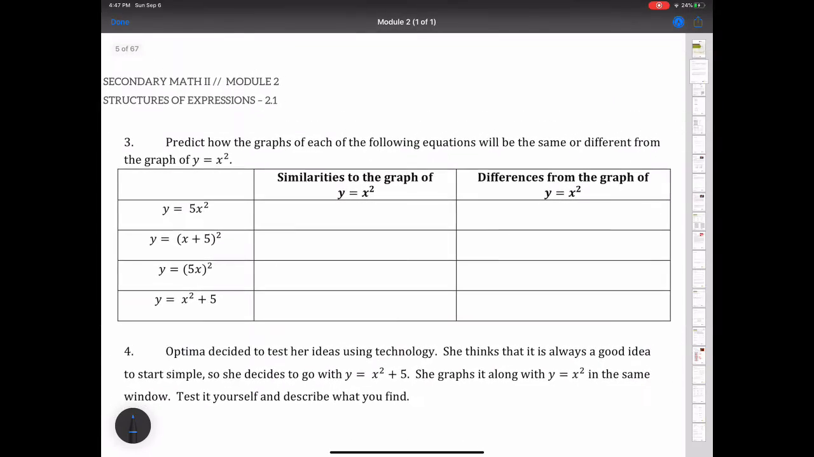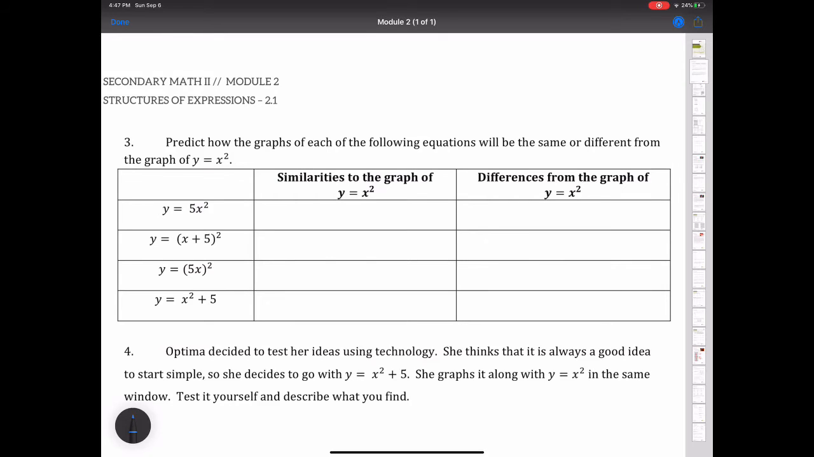So what I want you to do is to predict how the graphs of each of the equations will be the same or different from the graph of y equals x squared. So things that would be the same or different are things like, well, is it still the shape of a parabola? Is it opening upward? Is it opening downward? Is it thinner?